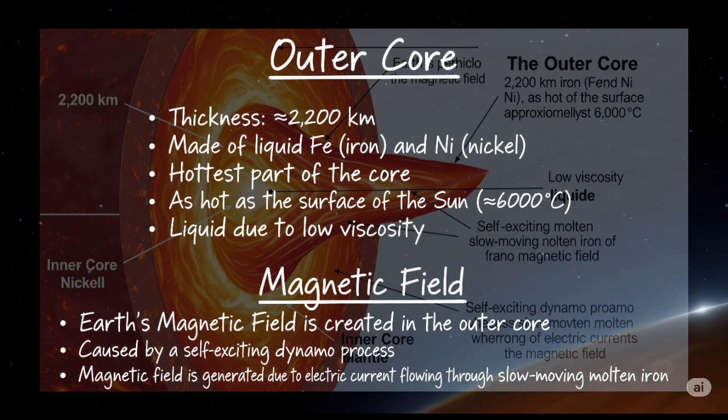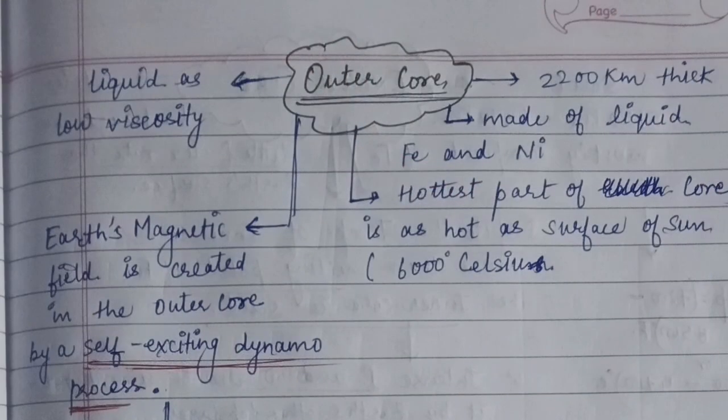It is as hot as the sun's surface, with a 6000 degrees Celsius temperature. It is in a liquid state and has a low viscosity. The Earth's magnetic field is created in the outer core by a self-exciting dynamo process. The magnetic field is generated due to electrical current flowing through slow-moving molten iron.